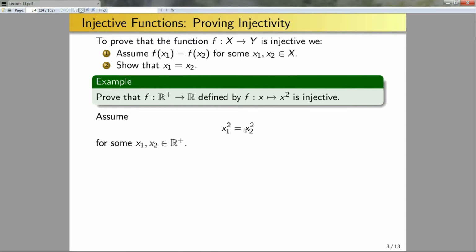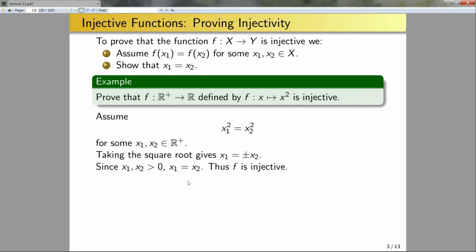Well, let's solve this for x1. If I take the square root of both sides, that gives me x1 is equal to plus or minus x2. When I take the square root, I get those 2 roots. So at this point, it looks like I could have 2 different values: a positive value and a negative value. Well, since x1 and x2 are both greater than 0, I can't have the case where x1 is equal to negative x2. Thus, x1 has to be equal to x2, and therefore f is injective. This is the general process that you'll use to show injectivity.